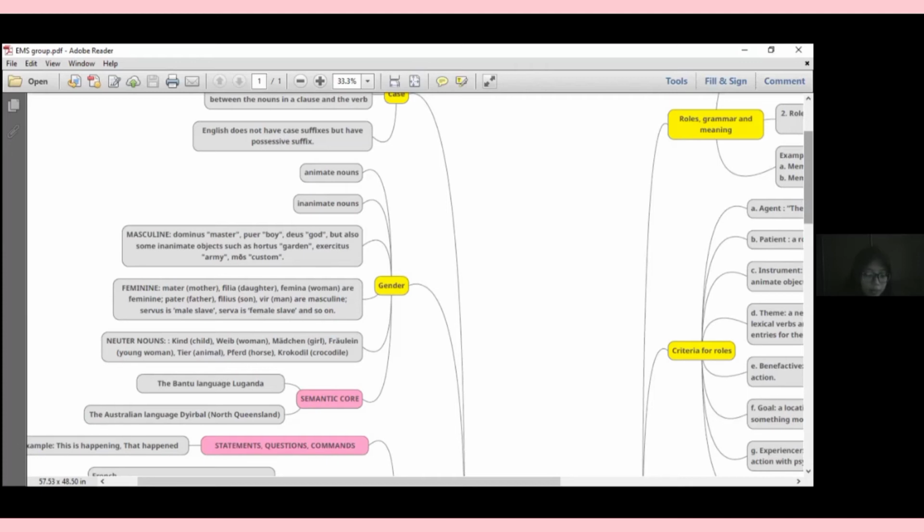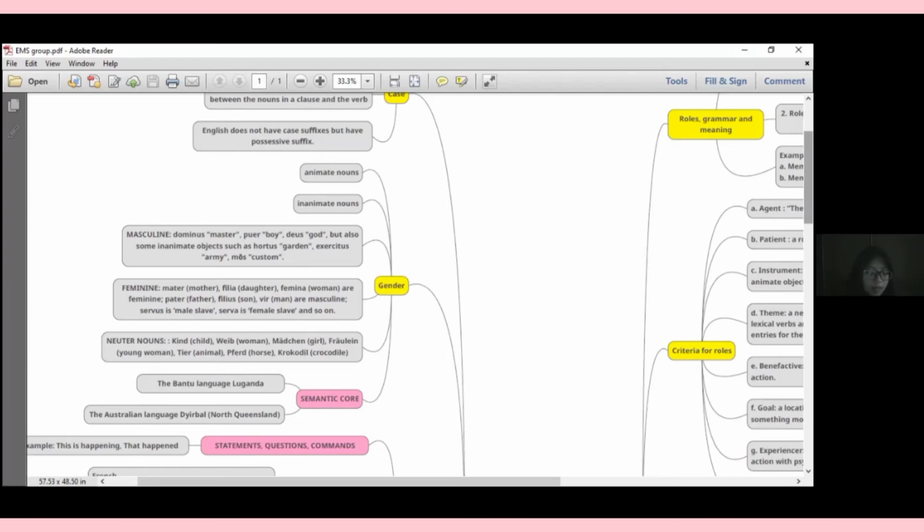For the feminine, it applied to cases of Latin nouns can be seen as not entirely arbitrary if we take into account the fact that nouns denoting women in whatever capacity are typically feminine. For example, mater, or mother, filia, or daughter, femina, or woman are feminine, pater, or father, filius, or son, vir, or man are masculine. Servus is male slave, serva is female slave, and so on.